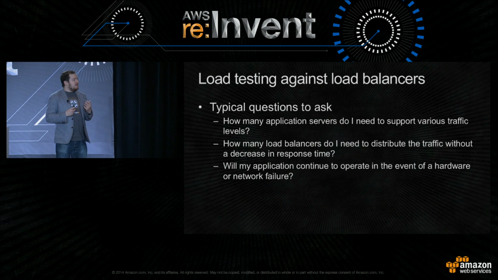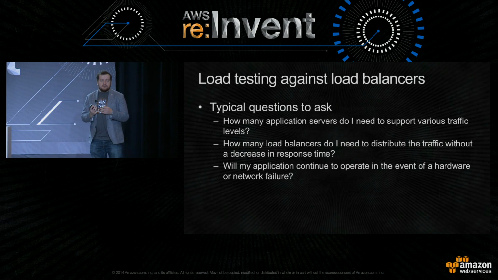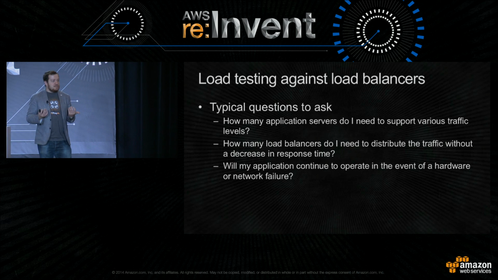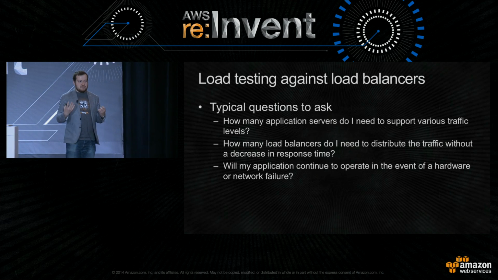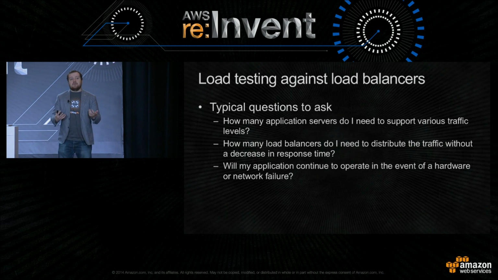So let's talk about load testing against Amazon Elastic load balancers. When you're testing against regular load balancers, you typically ask some questions. How many application servers do I need to support various levels of traffic? So how many servers do I need? That's typically the goal of your load test. How many load balancers do I need, right? So is my load balancer, can it handle the capacity that I'm throwing at it? Or do I need to upgrade my load balancers, get bigger load balancers, get more load balancers? And what happens to my application if there's a network failure or a hardware failure? So you want to simulate failure states.